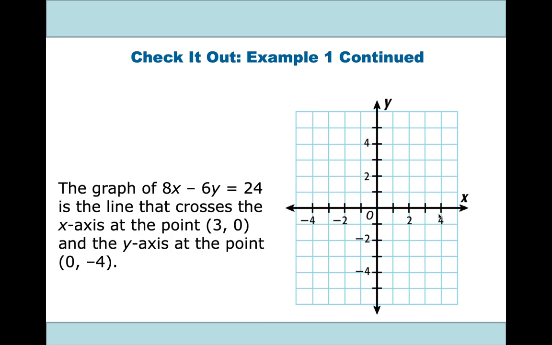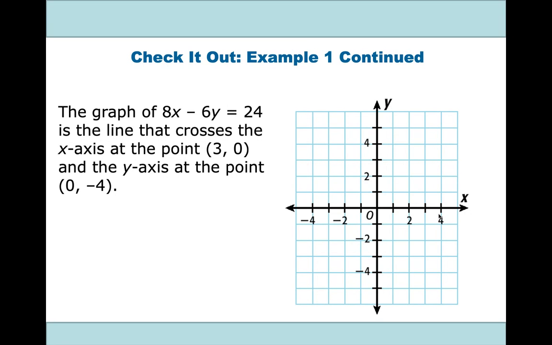Again, we can take and graph these. So if we know that the point on your x-axis is (3, 0), and the point on your y-axis is (0, negative 4), that would look like this. Graph your line, and you're all done.